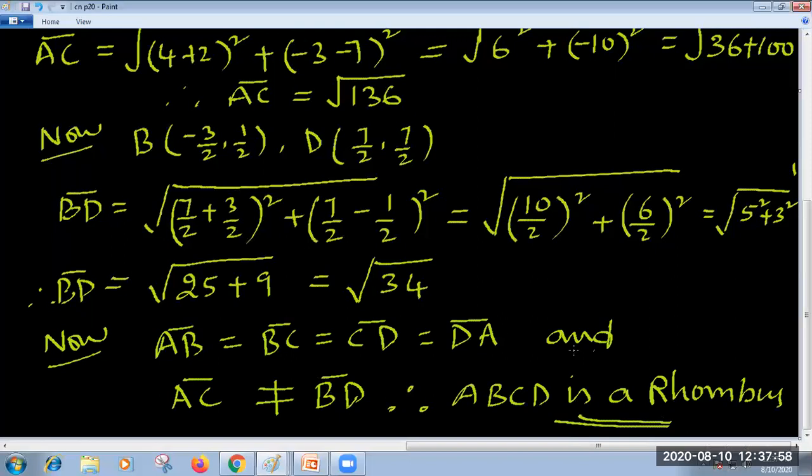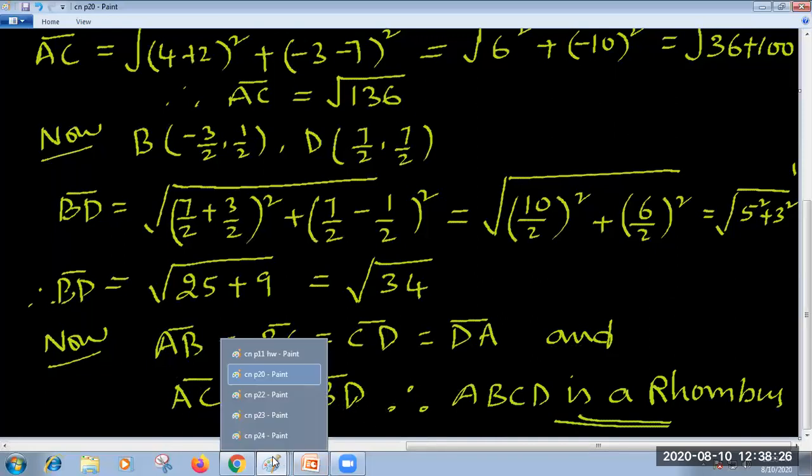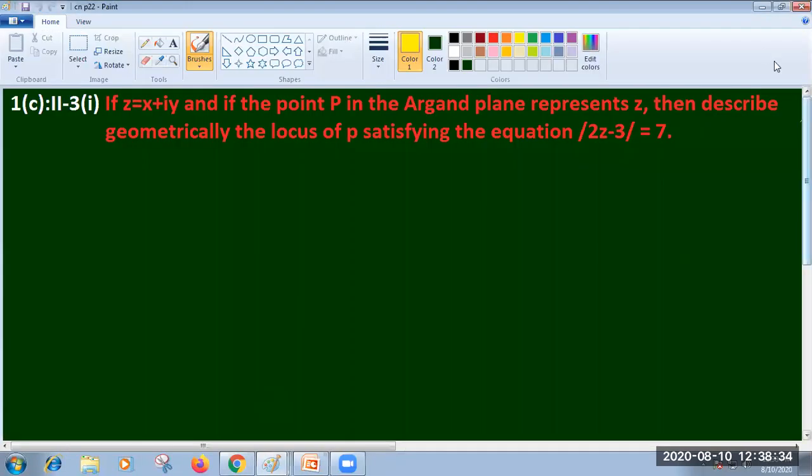So it is as simple as how we prove a square. Square and rhombus are almost the same, the calculation is same, all four sides and two diagonals, but the only difference is in the case of a square, the four sides are equal and the two diagonals are also equal. But in the case of a rhombus, all four sides are equal, but the diagonals are not equal. So this is how we prove this one. And let us go for another problem.